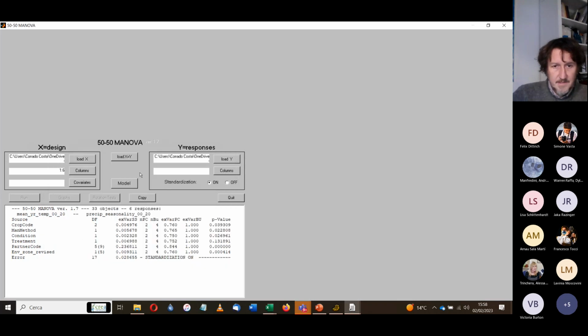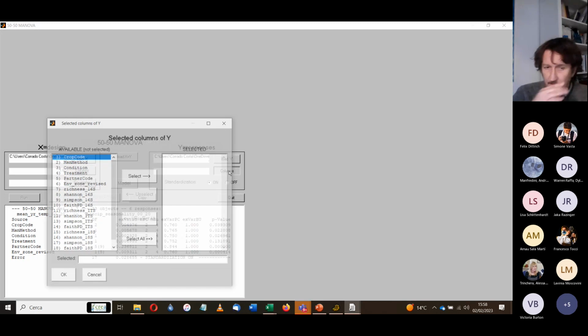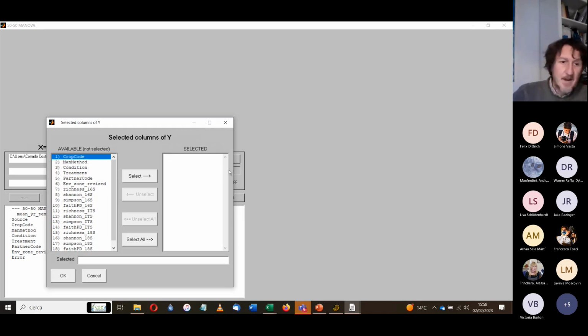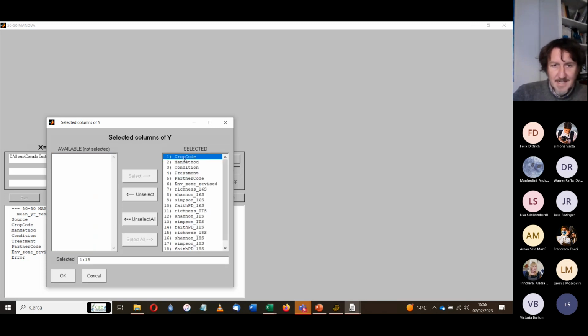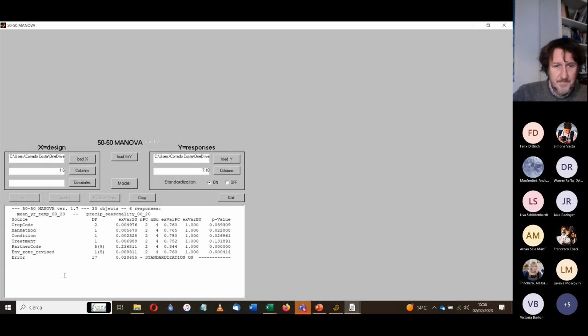Okay. And for the X design, so the factors. And what about the quantitative variables? They are many, so we can also do it in that way. We select all and unselect the first 6. 1, 2, 3, 4, 5, 6. This is a trick.